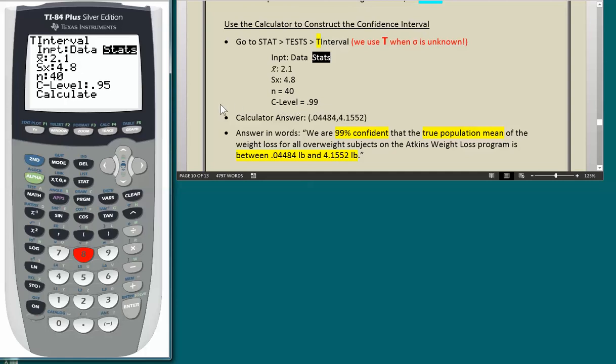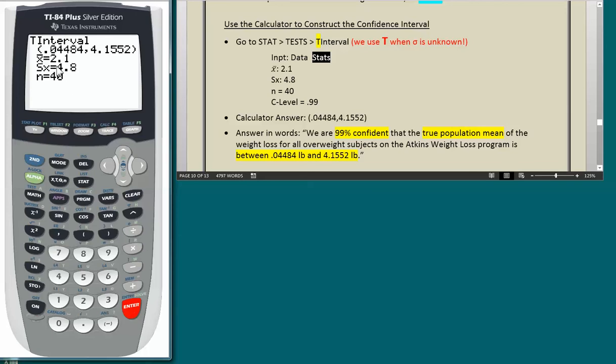C level, that means confidence level, equals 0.99. So I'm going to scroll down. This one is 0.95. Well, that doesn't work. We need 0.99. So 0.99. Then we go down to Calculate. We hit enter.